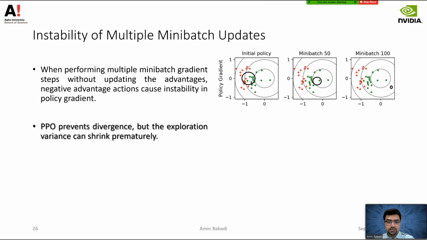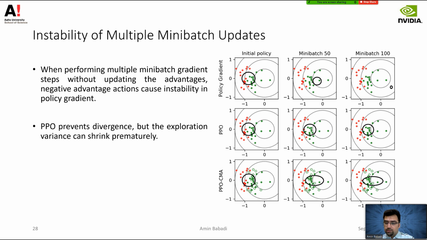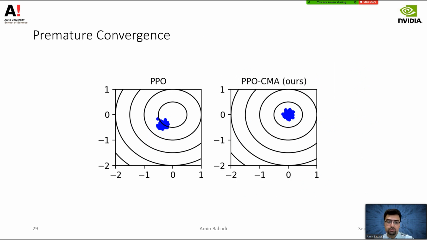PPO prevents this kind of divergence from happening, but it comes at the cost of prematurely shrinking the exploration variance, which is shown in the second row of the figure. Our PPO-CMA algorithm, however, manages to fix this problem and successfully expands the variance towards the optimal solution. Another issue with PPO is its premature convergence, which is shown in this problem. As you can see, it's actually converging before reaching the optimal solution. Our PPO-CMA algorithm, however, manages to solve this problem really quickly by finding the optimal solution.